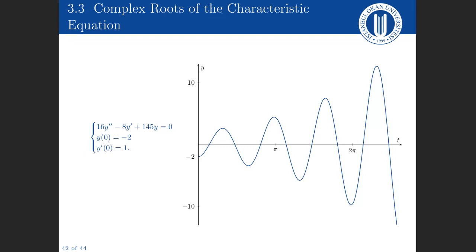And I can show you a graph of this solution. Y of 0 is equal to minus 2. That means we start just here. And we're also told that the slope here is equal to 1. So we're sloping upwards very slightly just here.